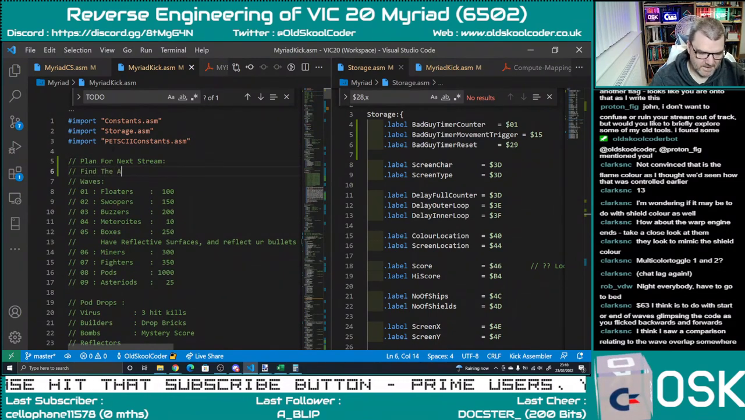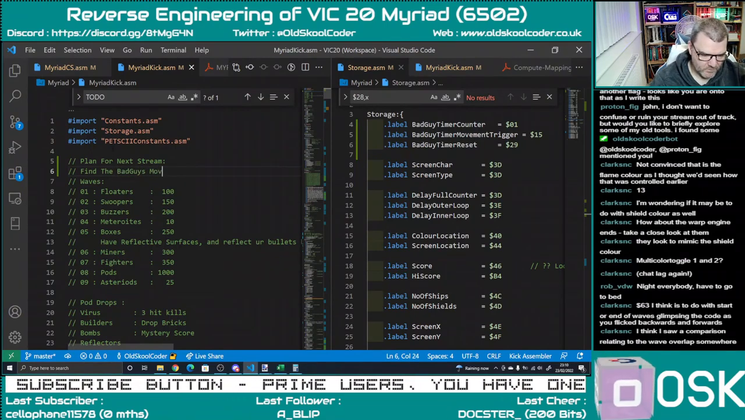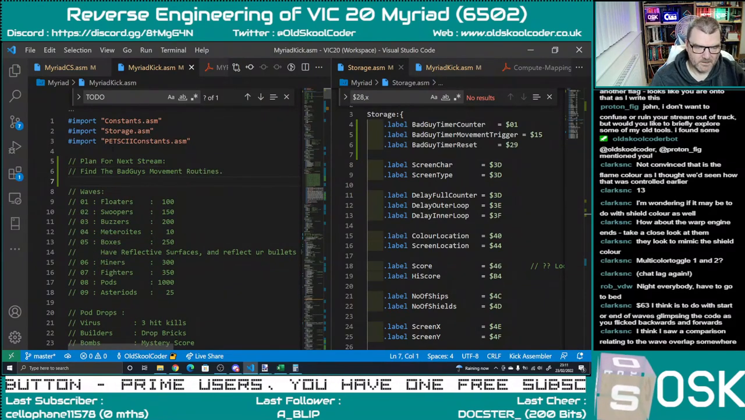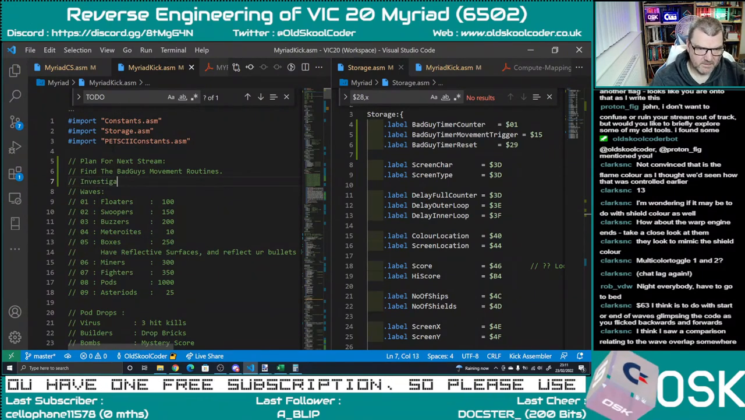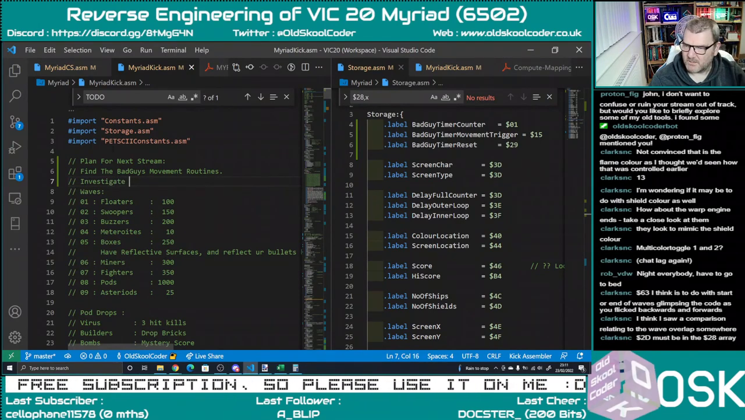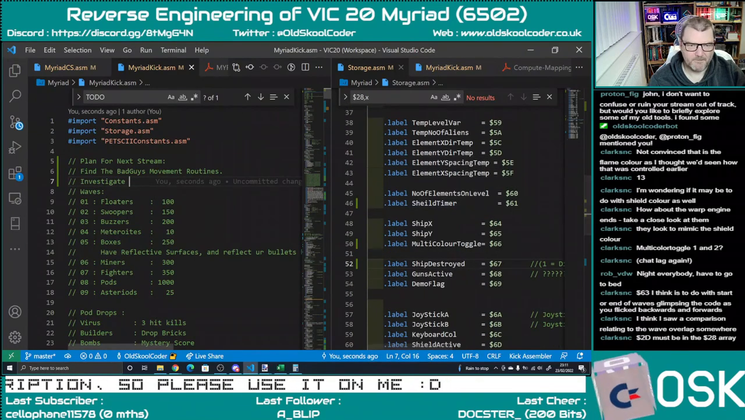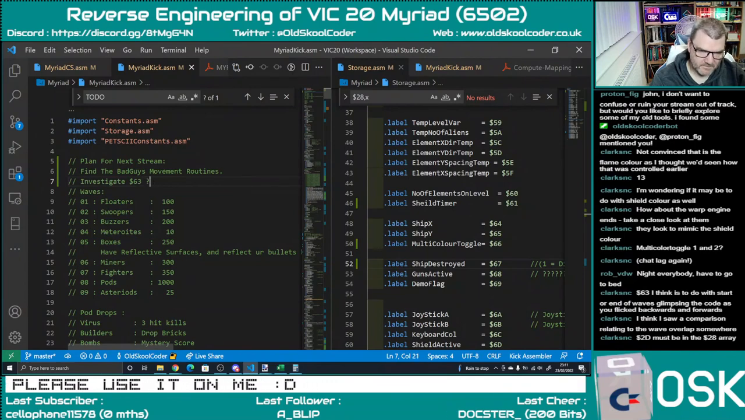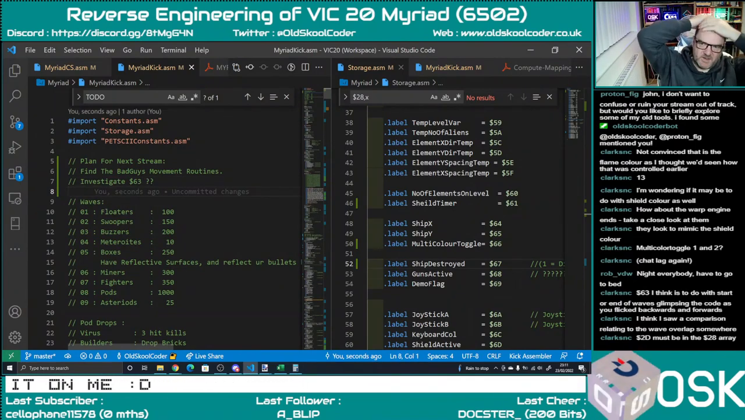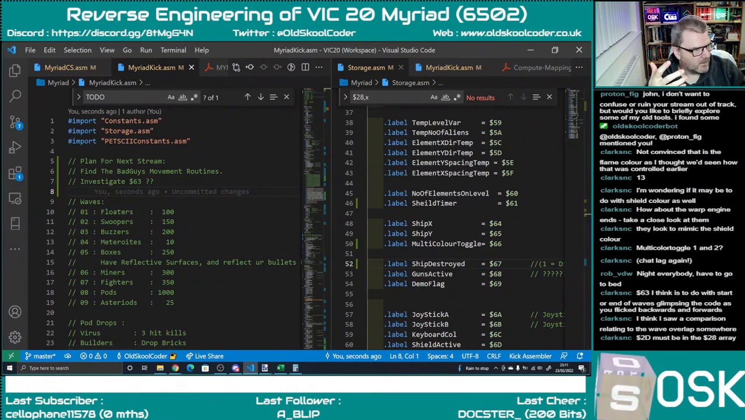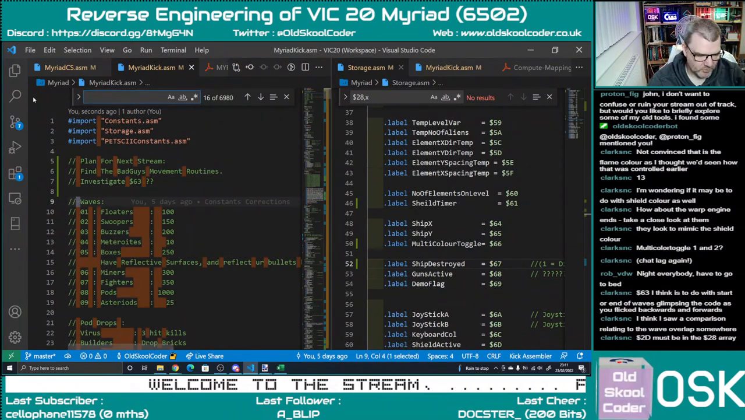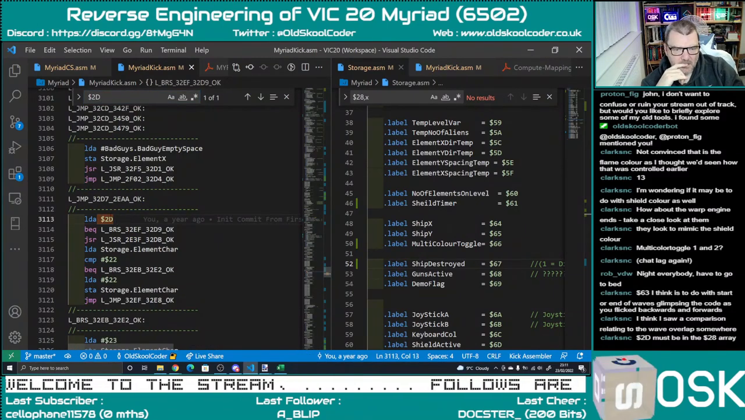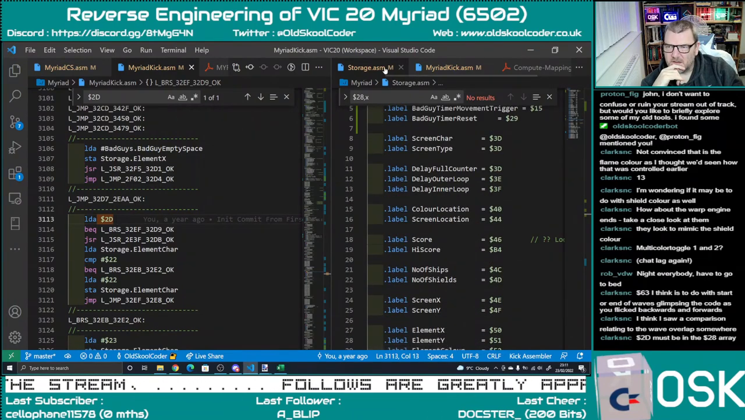Find the bad guys' movement routines and investigate. It was 63, wasn't it? Yeah, 63. So that's what I want to try and do for the next stream, is to try and identify the movement. 2D must be in the 28th array. Oh yeah. Good point. So 2D in the array.